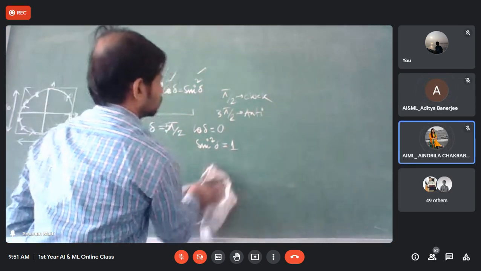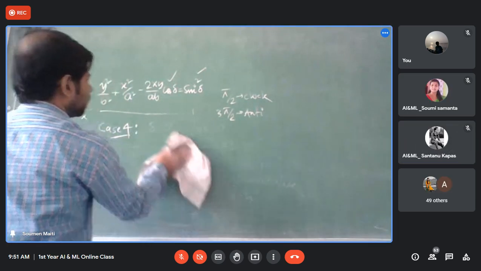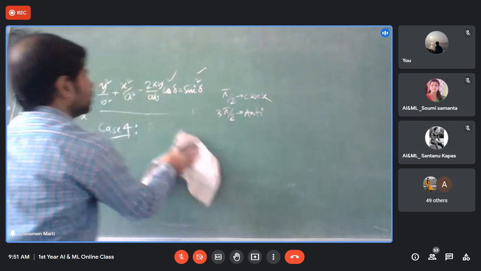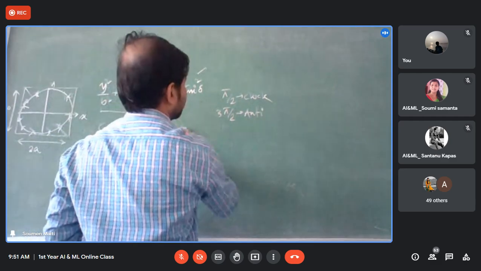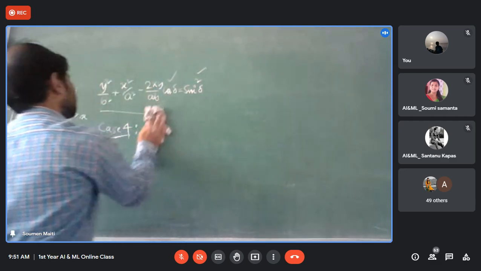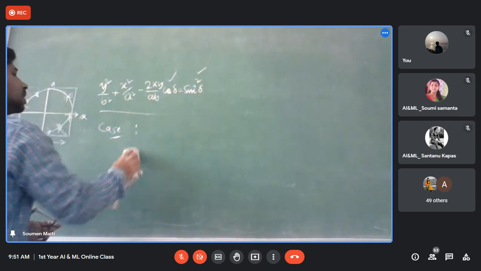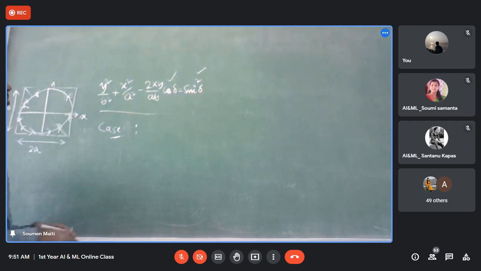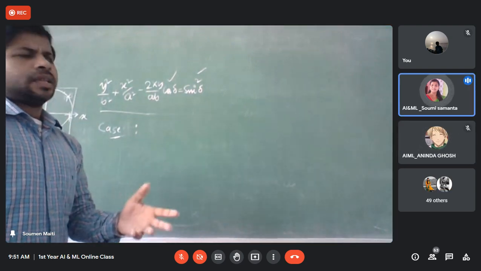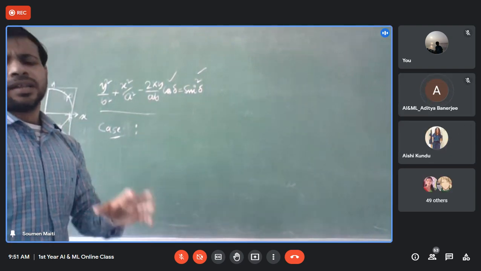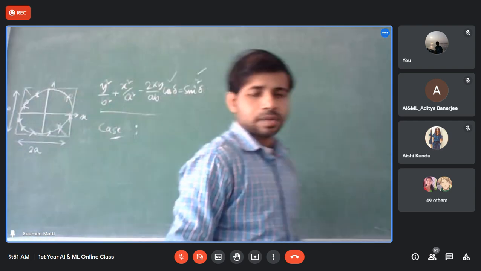So if I extend this, can you tell me, if it is 3 pi by 4, that is at 45 degree, what will happen? If delta equal to 45 degree, then cos and sin will both be 1 by root 2, then again it will be an ellipse, so don't worry, just give me 1 second.